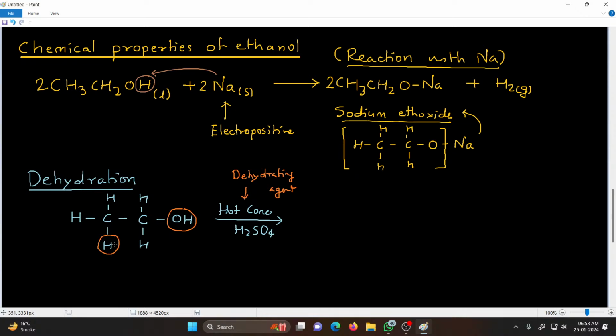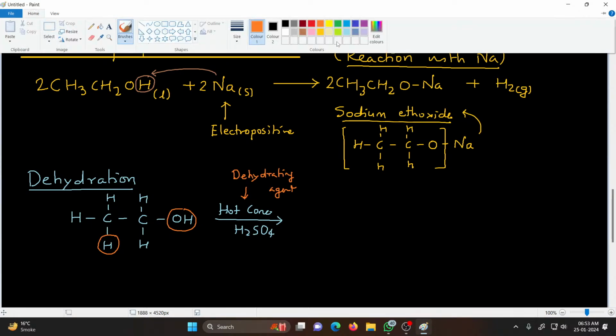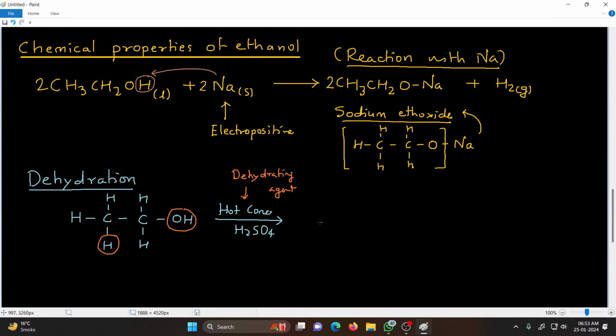So what happens here? You can see one valency of each carbon atom becomes unfulfilled. So that is fulfilled by a double bond afterwards. So in CH2, this hydrogen is removed, so one valency, and for this, OH is removed, so one more valency. So CH2 double bond CH2. You can see that the ethanol is converted into ethene, along with, obviously, water. That's why it is a dehydration reaction, removal of water.